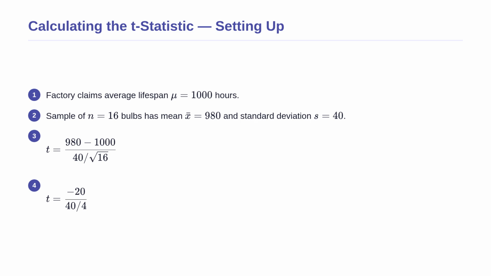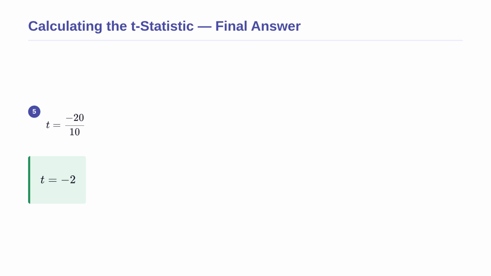We substitute our given values into the formula. Next, we simplify the numerator by subtracting the means, giving us -20. And we simplify the denominator by taking the square root of the sample size, which is 4. Continuing with our calculation, we simplify the denominator further. By dividing the sample standard deviation of 40 by our square root result of 4, we get 10. Finally, we divide the numerator, -20, by the denominator, 10, to get our final t-statistic. The final answer is -2.